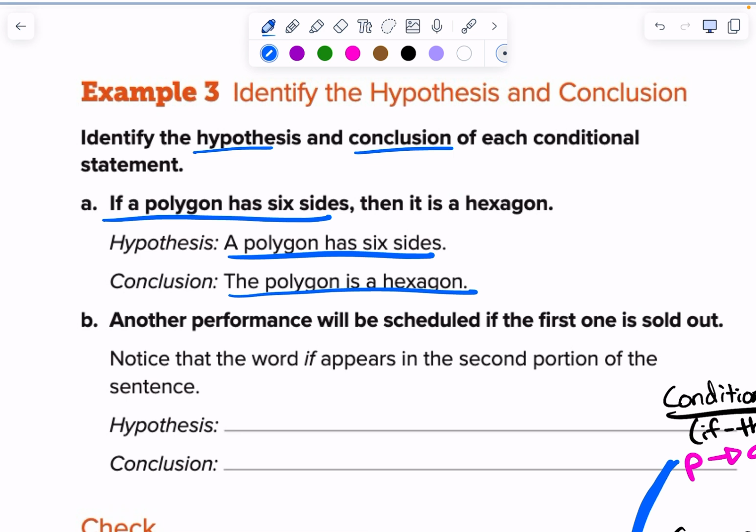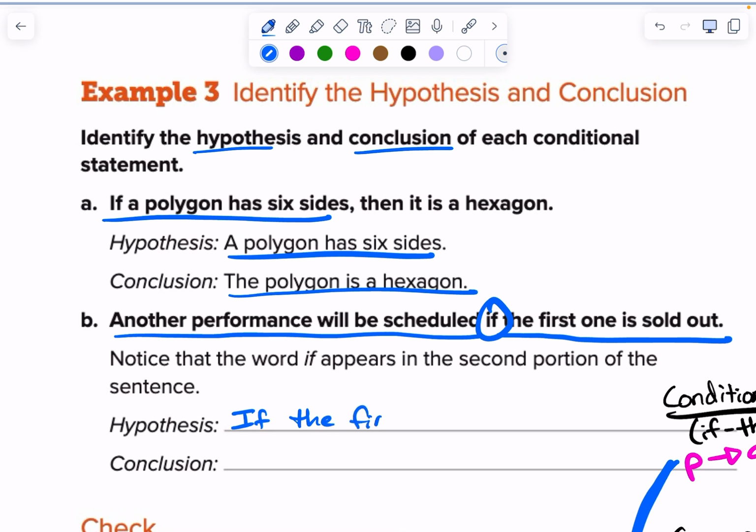Let's do the second one. They don't have that one done for us. It says another performance will be scheduled if the first one is sold out. What's the hypothesis? No, that's the conclusion. This one is flipped around. The hypothesis is always the if. So, if the first one is sold out. The conclusion is: another performance will be scheduled.